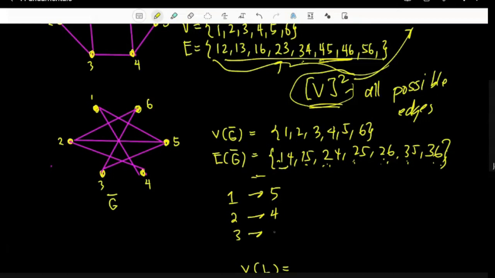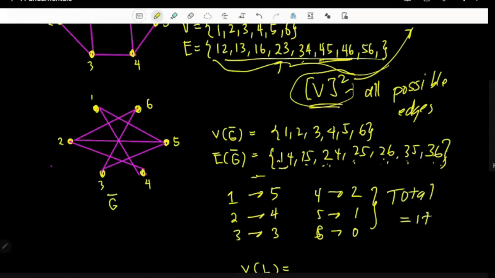3 po. 3. Kay 4, kay 5, kay 6. So, you get the pattern already. Pagdating kay 6, nabilang na lahat. Nakakonect na lahat kay 6. So, ilan lahat yan? The total.